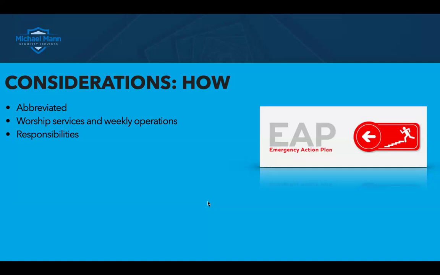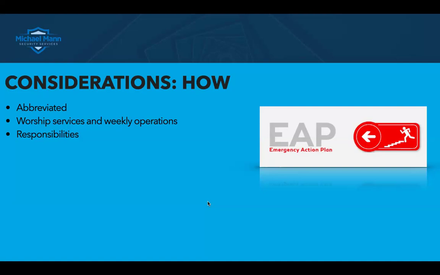I write emergency action plans for churches very frequently. The majority of my emergency action plans are 15 pages or less. Actually, they're probably 12 pages or less. And that includes the cover page. That includes the forms that are included in the emergency action plan. So really, the meat of the plan is probably 5 or 6 pages. So it's abbreviated, because if it's not, no one's going to remember what to do.